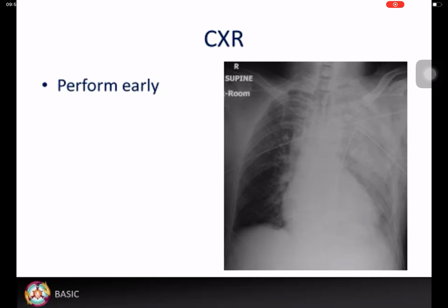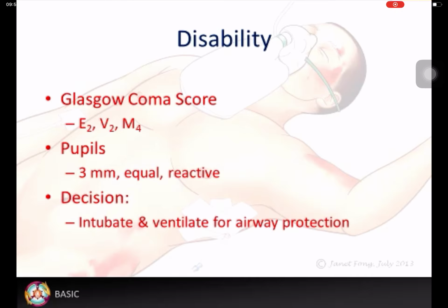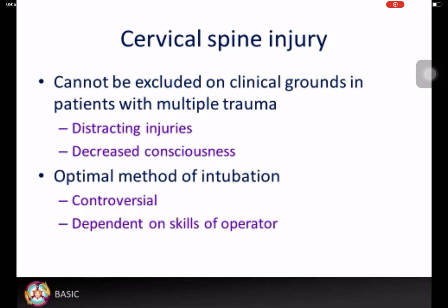D is next. The Glasgow Coma score is E2, V2, M4, and his pupils are 3 millimeters, equal and reactive. You decide to intubate and ventilate the patient for airway protection. Frontal impact motor vehicle accidents are associated with cervical spine injury. Cervical spine injury cannot be excluded on clinical grounds, even with normal cervical spine x-rays, due to the presence of distracting injuries or decreased consciousness. Therefore, we have to assume that our patient has a cervical spine injury.